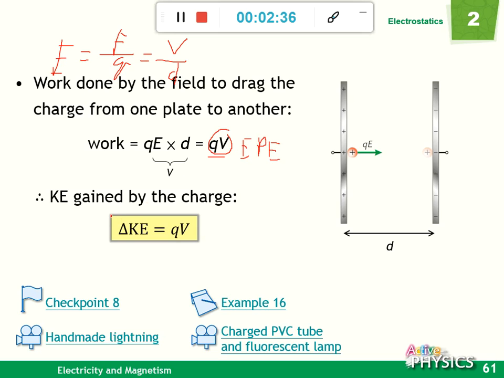This one is KE gained by the charge. Delta KE will be EPE. But is this EPE gain or EPE loss? Try to look at this delta KE. You can see that delta KE should be gain. Then this energy should be coming from the EPE. Now in this case, EPE should be lost, from this position to this position.